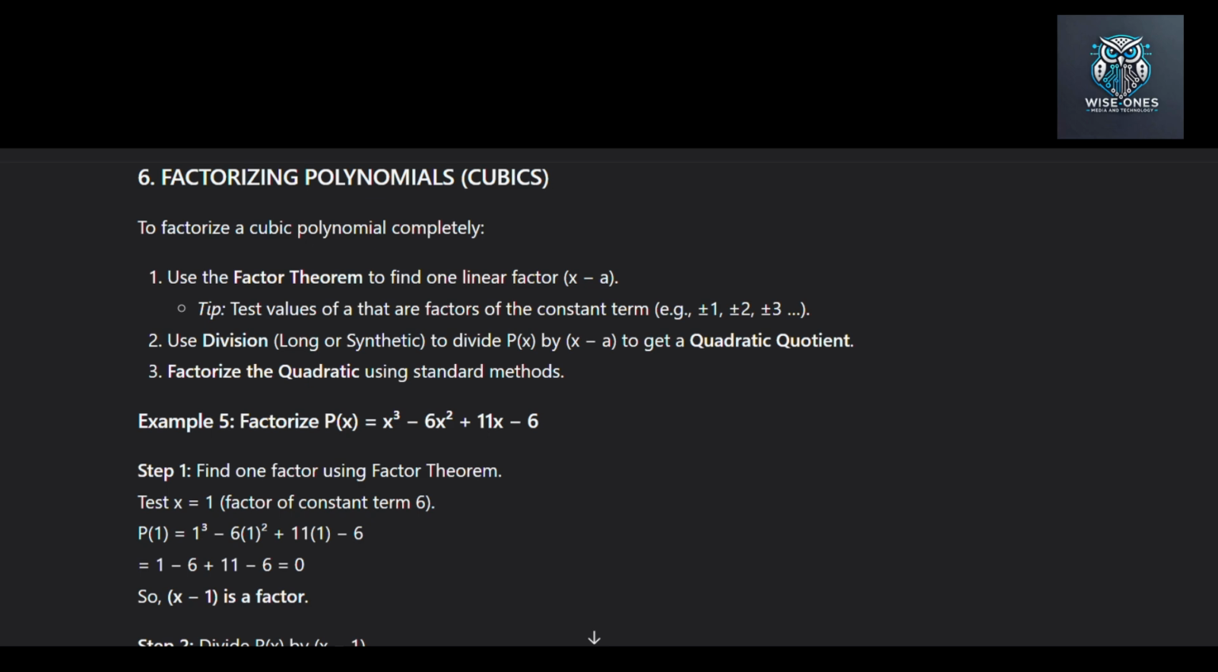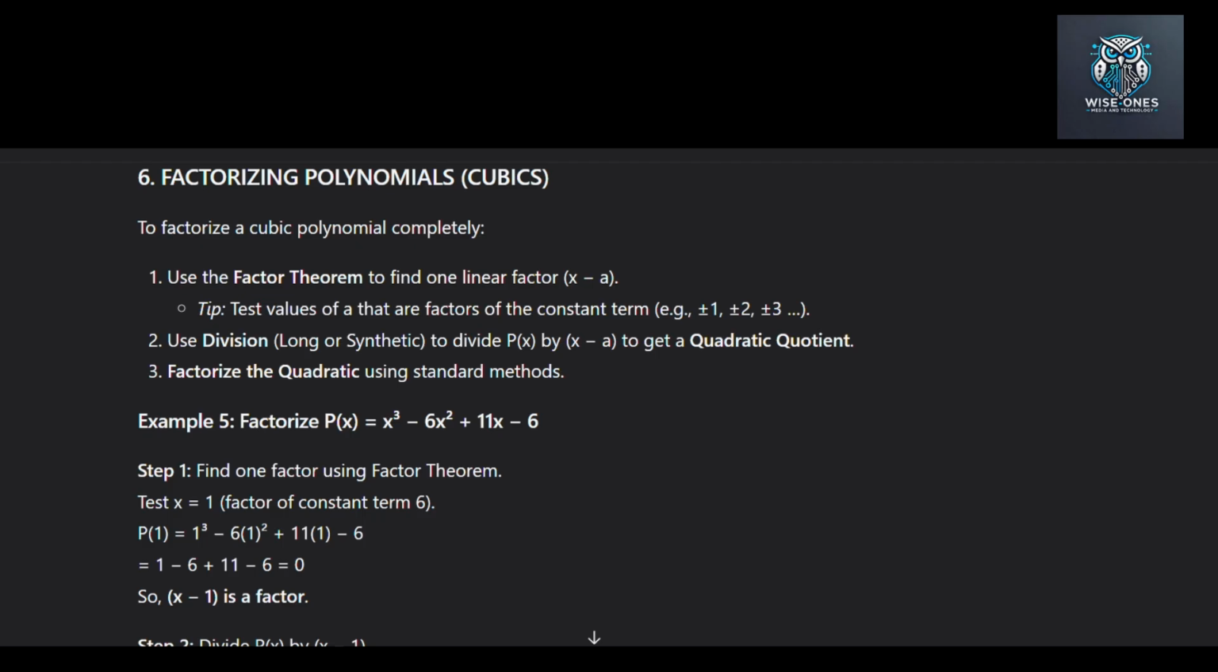and so on. Step 2. Use division, either long or synthetic, to divide P(x) by (x − a) to get a quadratic quotient. Step 3. Factorize the quadratic using standard methods you already know. Let us look at example 5.